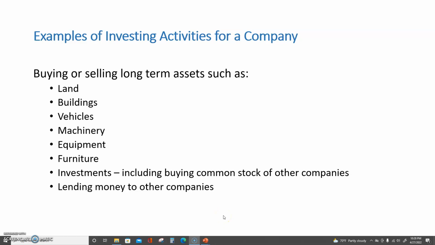If a company buys common stock, there will be an outflow of cash from investing activities. And then if they eventually sell that common stock, there would be an inflow of cash from investments.